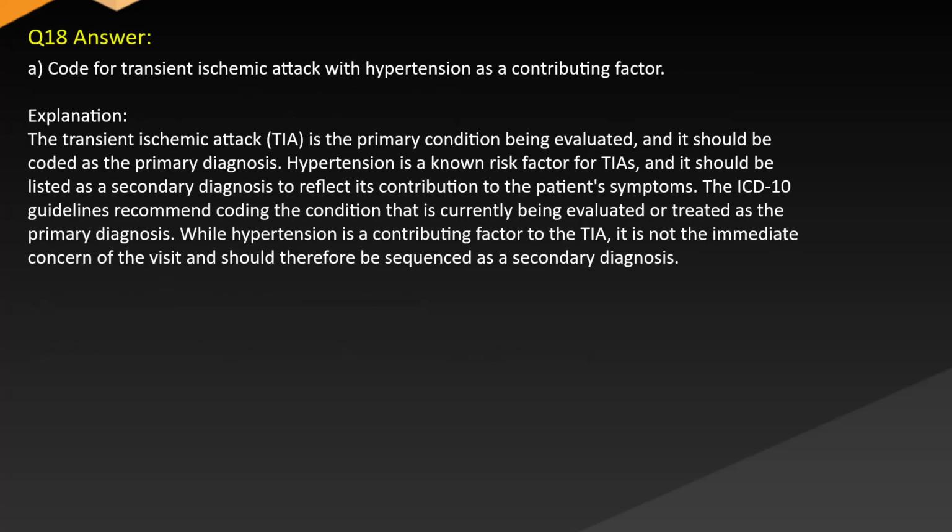Answer A. Code for transient ischemic attack with hypertension as a contributing factor. Explanation: the transient ischemic attack, TIA, is the primary condition being evaluated, and it should be coded as the primary diagnosis. Hypertension is a known risk factor for TIAs, and it should be listed as a secondary diagnosis to reflect its contribution to the patient's symptoms.